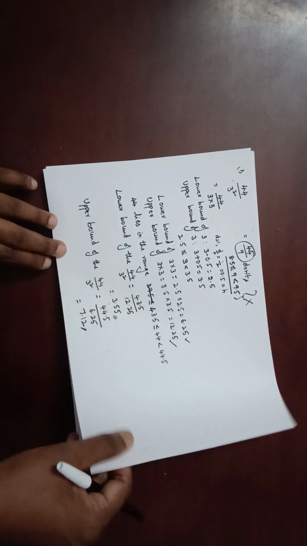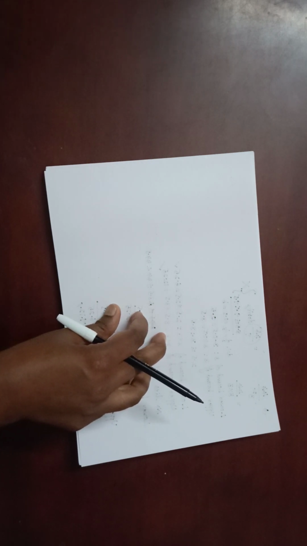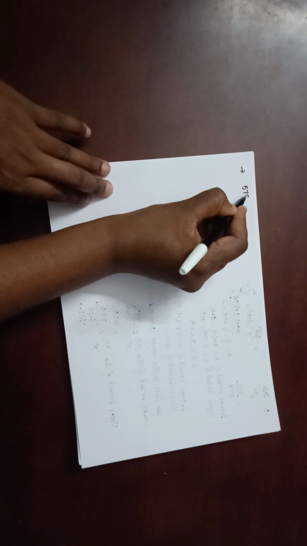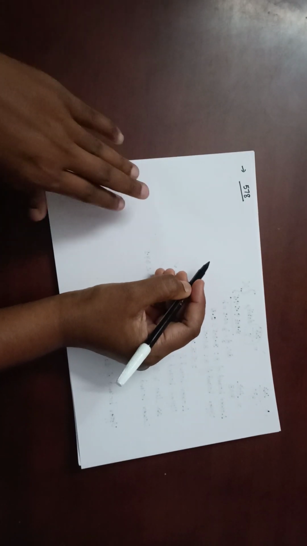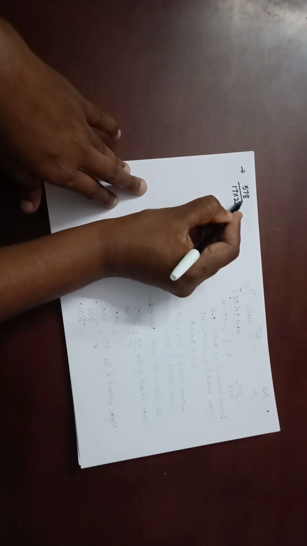One more model I want to explain. You see, one more model I will take and I will explain. The problem is 578 by another model. 578 divided by 17 into 22.